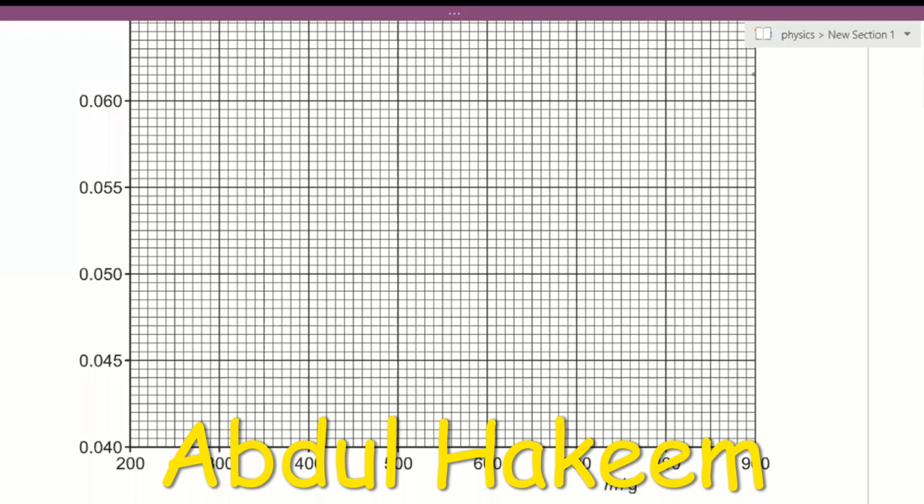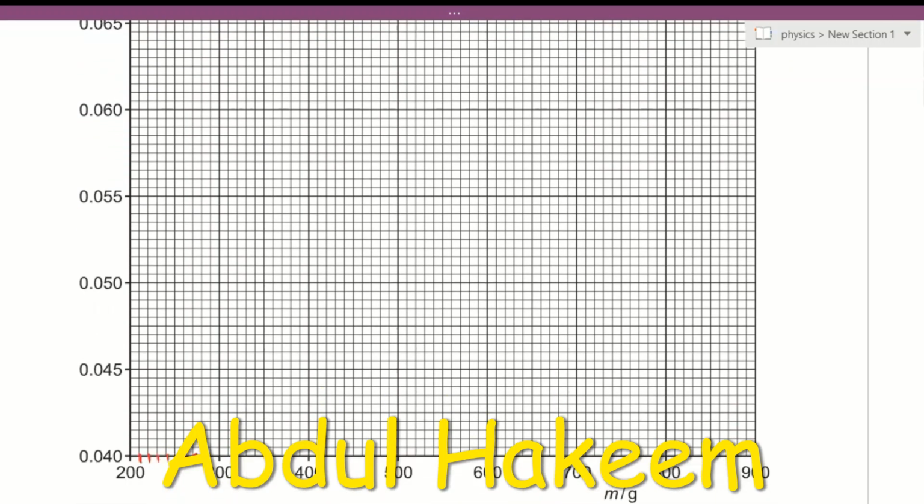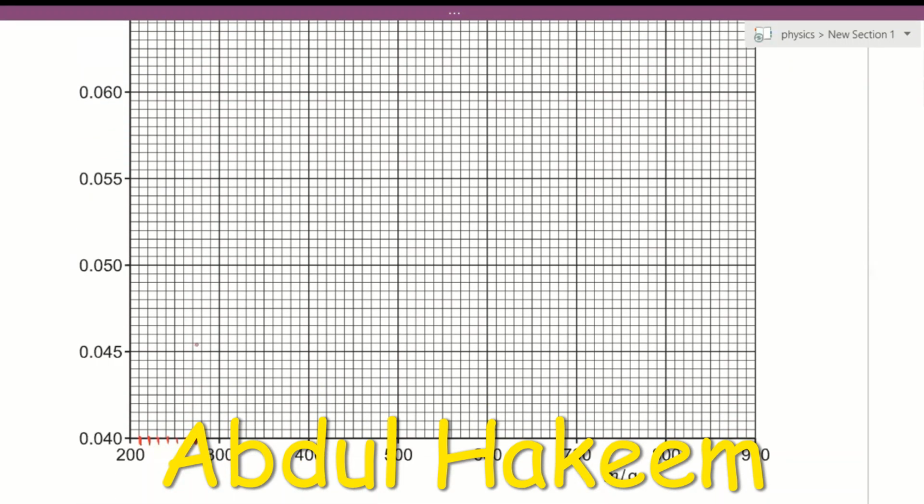Okay, in the table, the first point is M is 271. So this is 200, 210, 20, 30, 40, 50, 60, 70 approximately here at the x-axis. And the y-axis, this is 0.046. So this is 0.05. This will be 0.06. This will be 7, 8, 9, and 10. Yes, so this is 0.06. This is the first point.